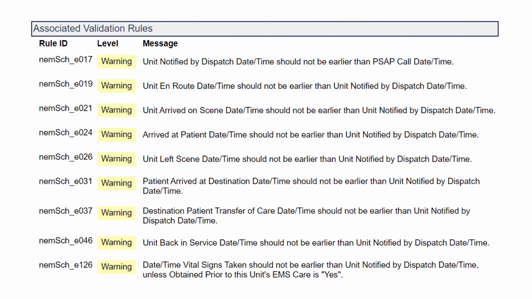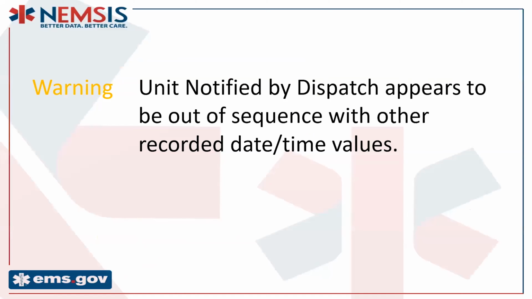And you'll see that there's a whole set of national Schematron rules that compare the unit notified dispatch date time to the other date time values in the patient care report, to make sure that it is in proper sequence with those other values. Okay, so this rule in a state Schematron file is redundant with a national Schematron rule. What's going to happen here, though, is both rules will fire.